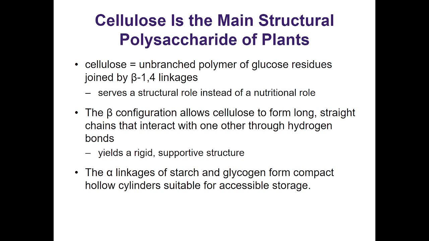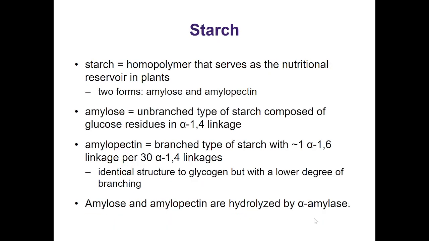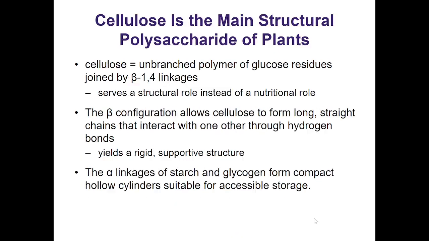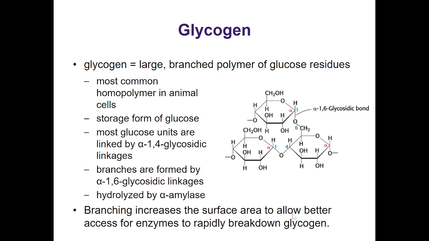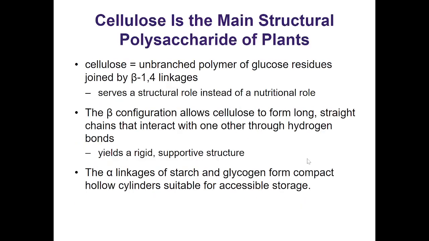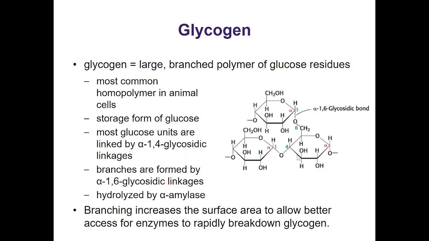The beta configuration is going to allow the cellulose to form long, straight chains. These are going to interact with one another through hydrogen bonds. This yields a very rigid, or at least for its weight, a very rigid supportive structure. The alpha linkages of starch and glycogen are going to form compact, hollow cylinders. These will be suitable for accessible storage. Okay. And so essentially it's just the beta-1,4 linkages in cellulose, which we don't have a picture of here. I guess I forgot to put a picture here, but you can imagine it. That is the alpha-1,4. Beta-1,4 would be the other way.